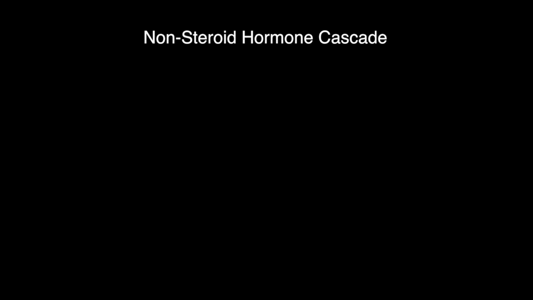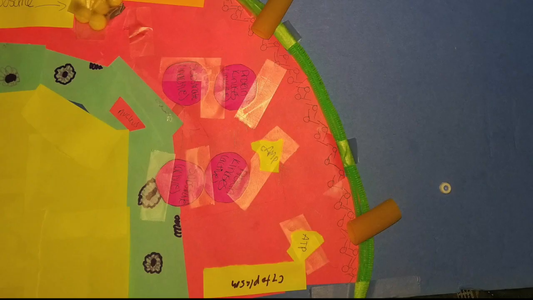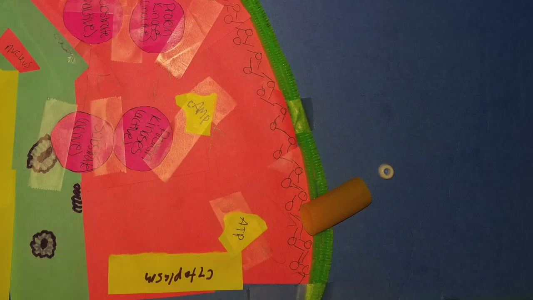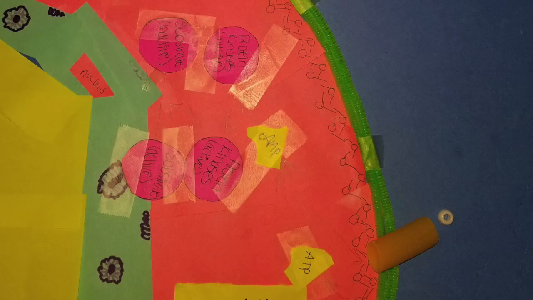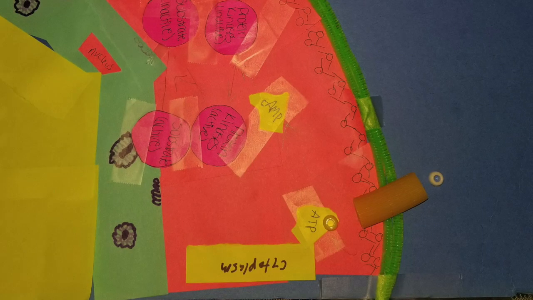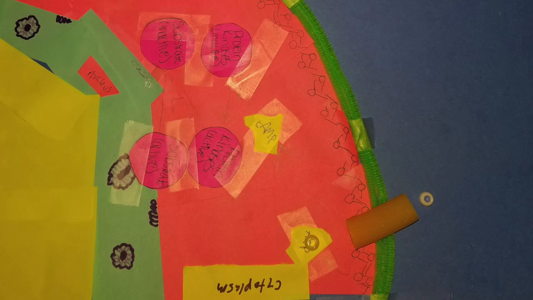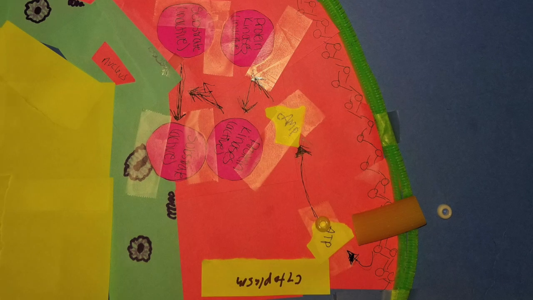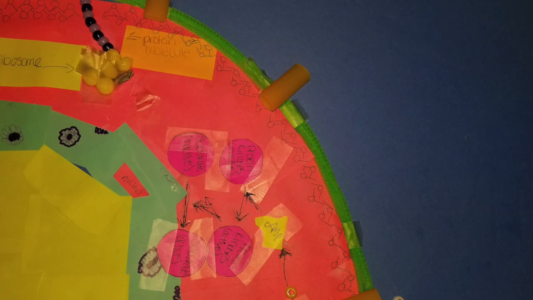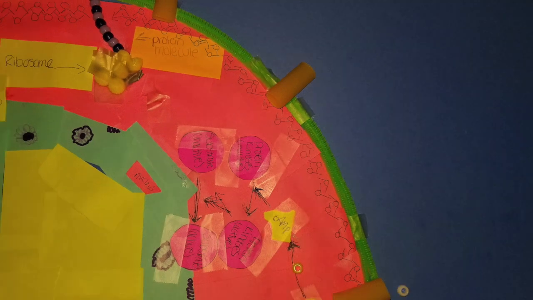So next we have the non-steroid hormone cascade, and an example of this would be epinephrine. When we're doing non-steroid hormone cascades, the non-steroid hormone itself doesn't actually go through the cell. It sends a signal of itself, as you see by the yellow bead connecting to the ATP, into the cell for it, because it can't go through due to it being polar.